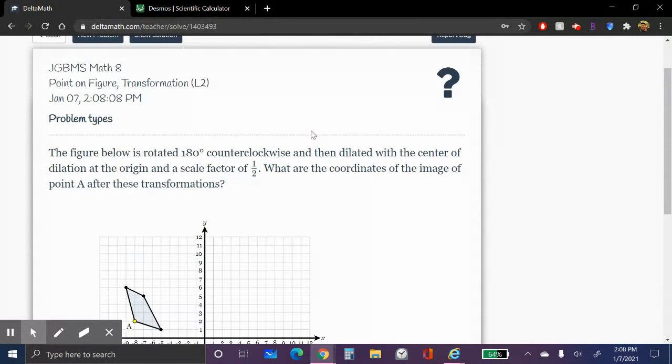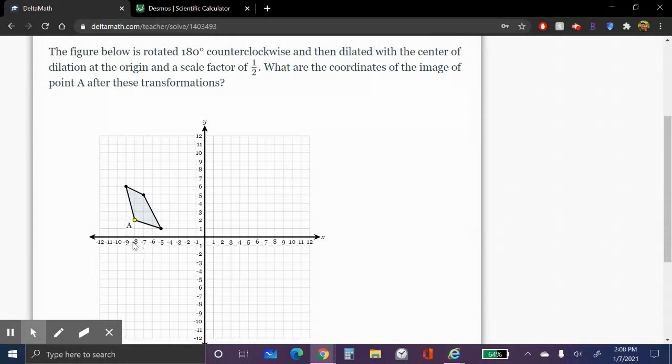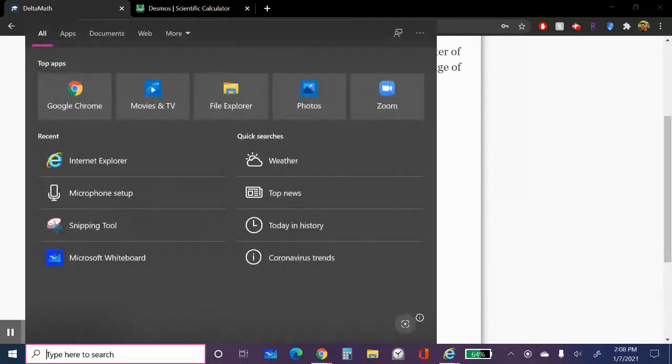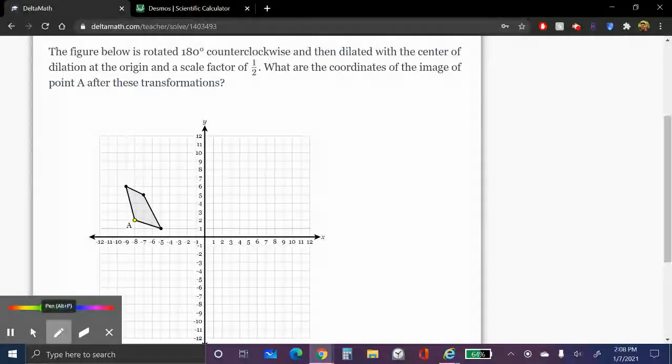So now this is a composition, right? So now you're taking a point and doing 2 of them. All right, so this one, you're rotating 180 degrees clockwise, then dilating with a scale factor of 1/2. So my point here is -8, 2. So I'm going to write it out. -8, 2.